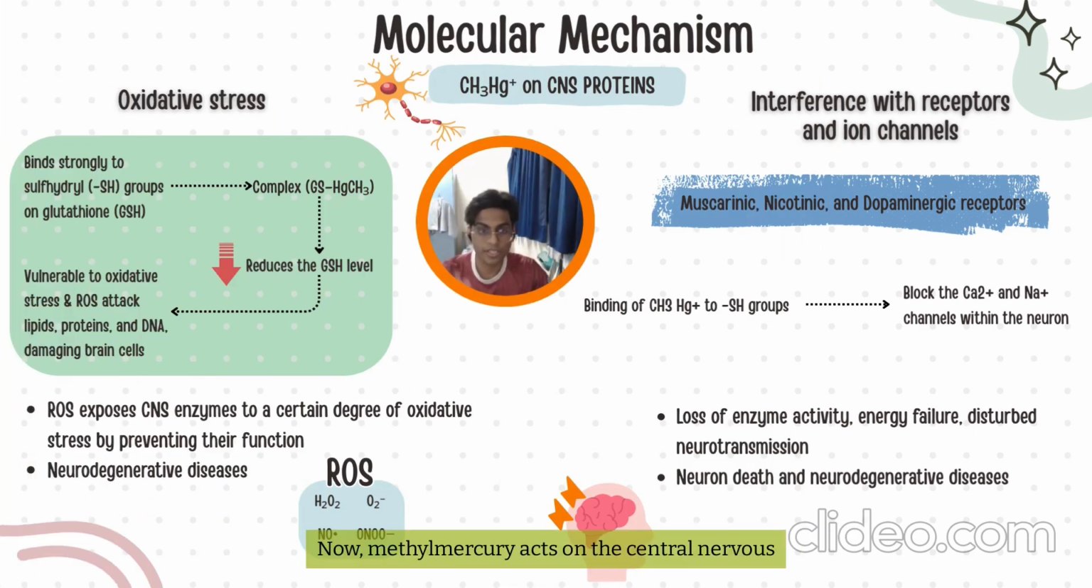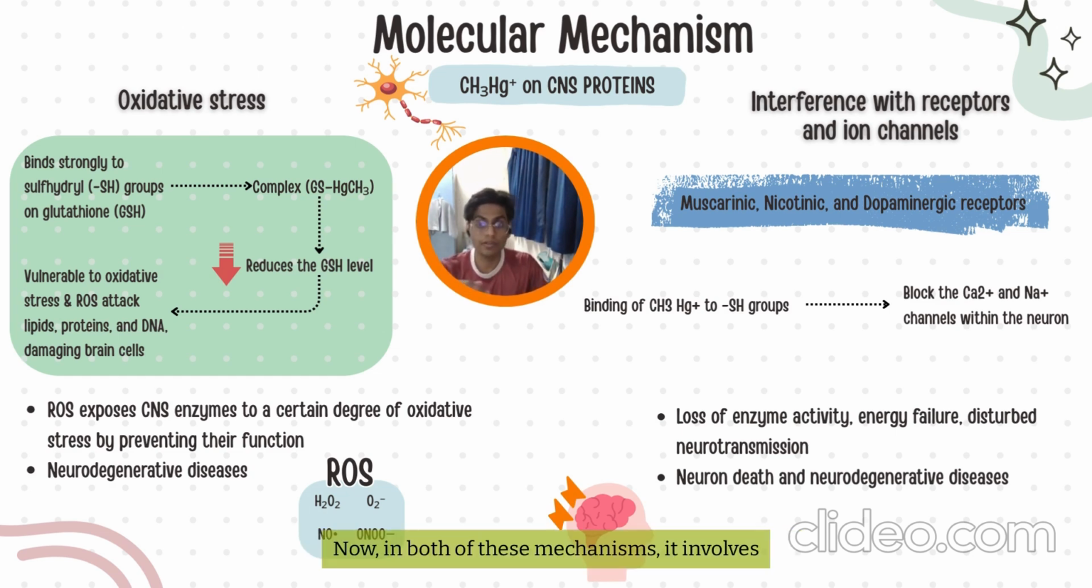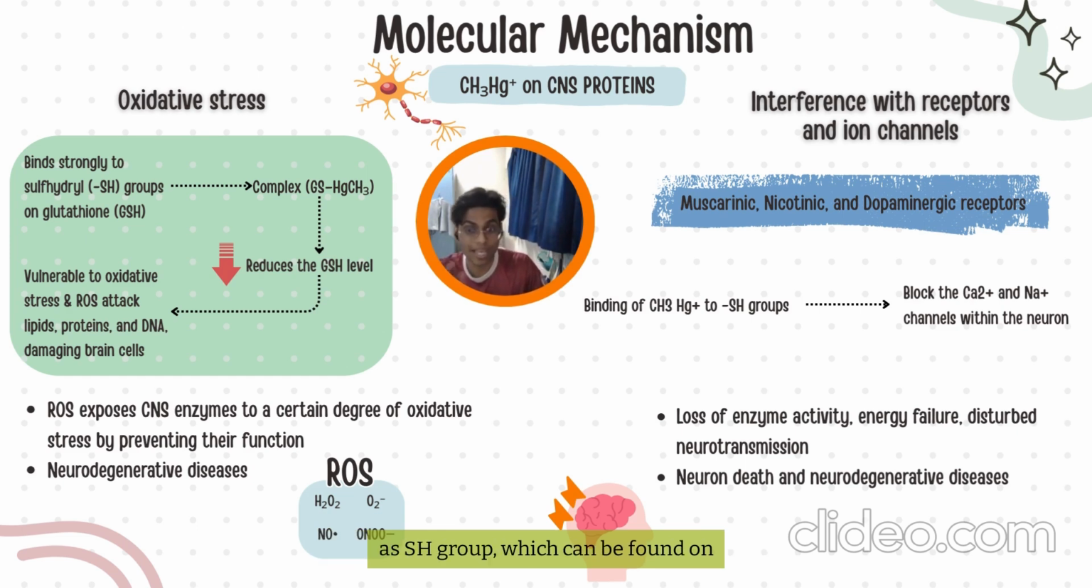Now, methylmercury acts on the central nervous system via two mechanisms, which are it causes oxidative stress and interferes with the ion channels and receptors. Now, in both of these mechanisms, it involves a common part in which the methylmercury will bind to the sulfur group, also known as SH group, which can be found on molecules such as glutathione and receptors.